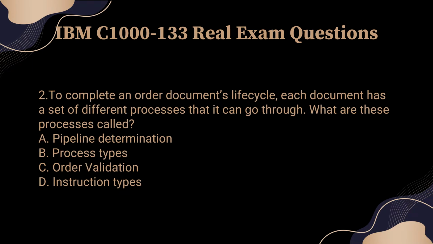2. To complete an order document's lifecycle, each document has a set of different processes that it can go through. What are these processes called? A. Pipeline determination. B. Process types. C. Order validation. D. Instruction types.